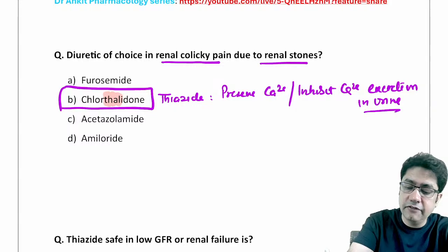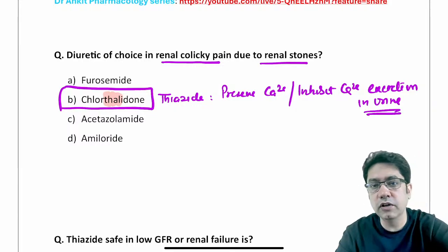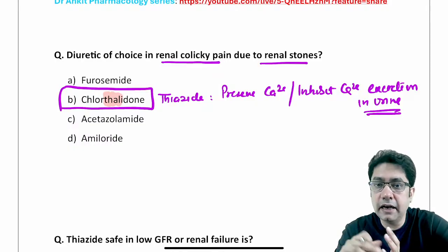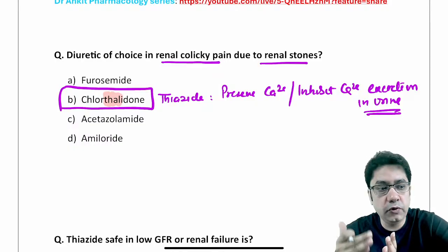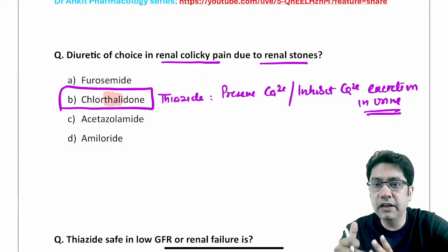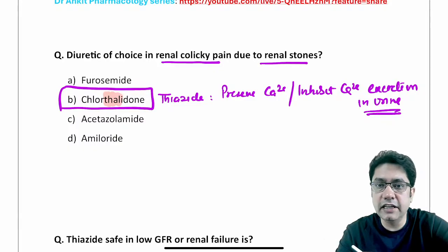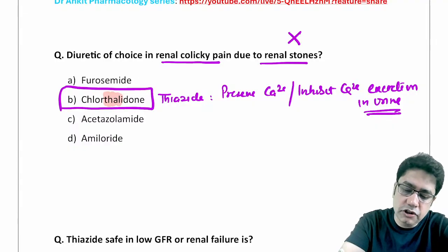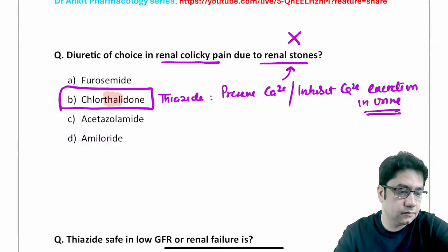Now, can we say if calcium is not excreted into the urine, it will reduce the accumulation of calcium in urinary tract? So they will inhibit the deposition. It will reduce the deposition of calcium in urinary tract. That is why it will inhibit the formation of renal stones.